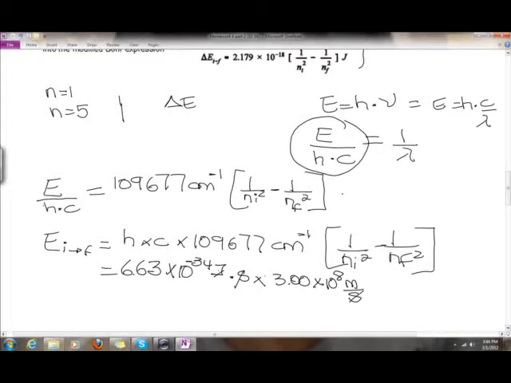So here you got this multiplied by 109,677 centimeter to the minus 1. But let's convert centimeter to the minus 1. You know this is 109,677 1 over centimeter. And you know that 1 meter is 100 centimeters.